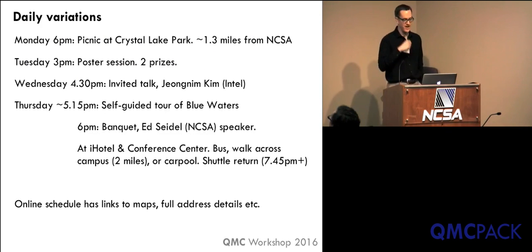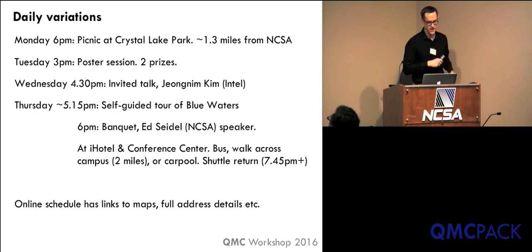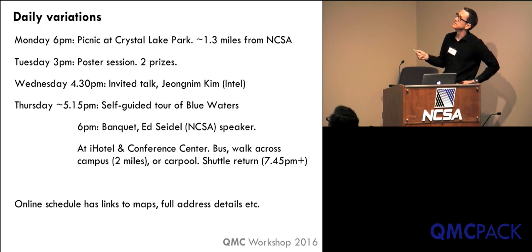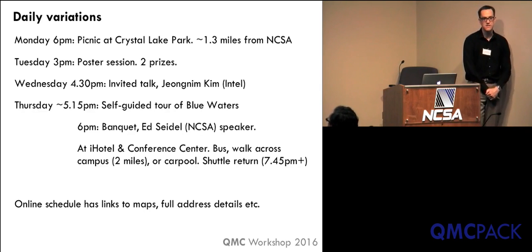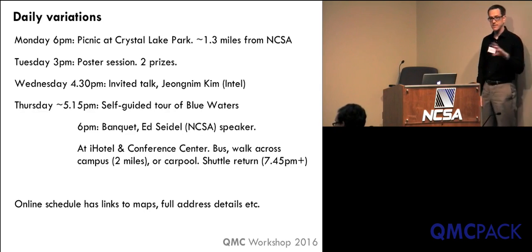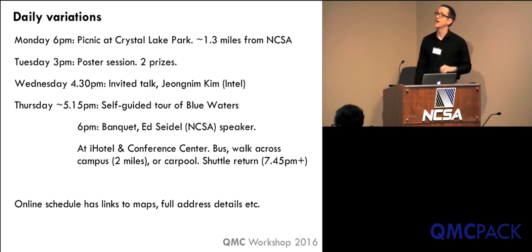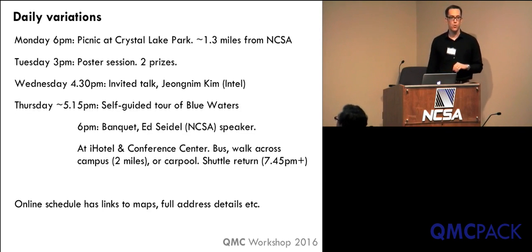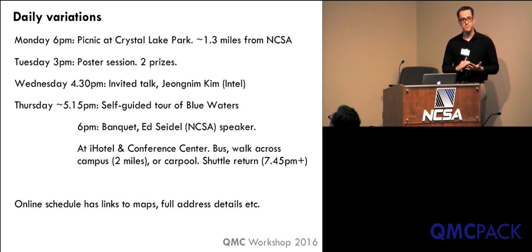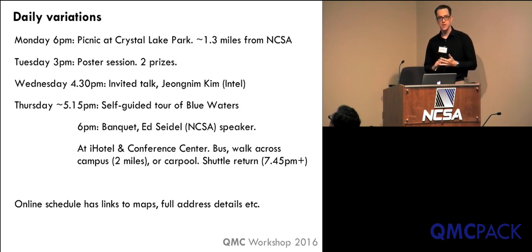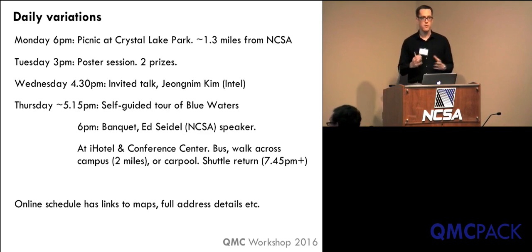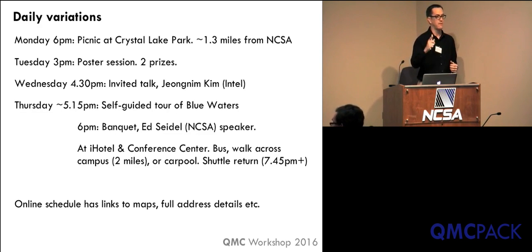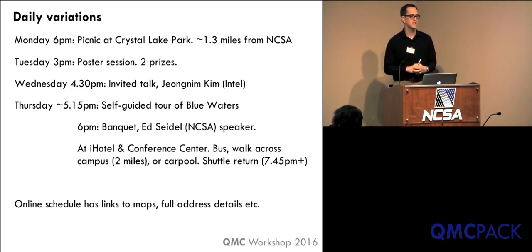For those of you who were here early, Amy already gave a little explanation of this. But today, we're going to have a picnic at Crystal Lake Park, which is to the northeast of us. There's the full address and a link to the map on the online schedule. It's a bit over a mile walk from here, and we'll announce how we're shepherding people later this afternoon. There are also buses to get there, and we do have a few cars. So if anyone is concerned about walking there or would just like to use a car, let either myself or Amy know, and we'll work out the logistics from that point.